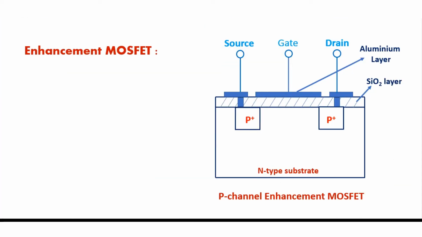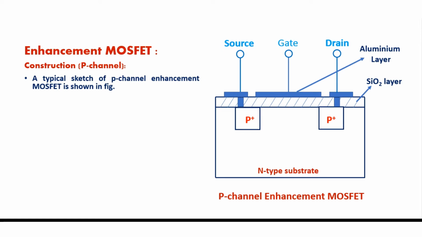Now let us study one by one. First of all, we are going to study the first type of this metal oxide semiconductor field effect transistor, and that is enhancement MOSFET. If you look at this particular figure, this is the construction of the P channel. A typical sketch of a P channel enhancement MOSFET is shown in this figure.